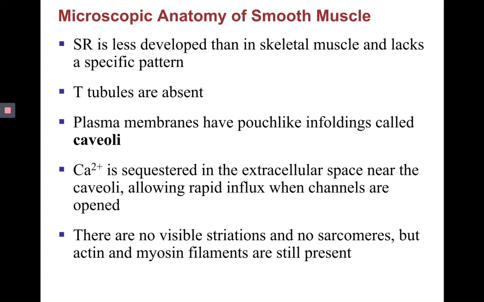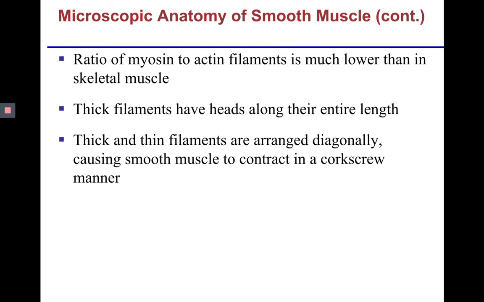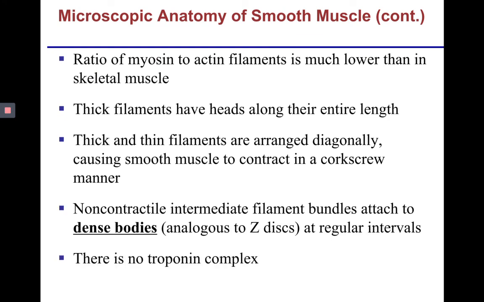And this extracellular calcium is going to be part of the trigger for the release of calcium from the sarcoplasmic reticulum. And because there is not a regular arrangement of actin and myosin in smooth muscle, there are no visible striations and no sarcomeres, because, again, sarcomeres are units of myofibrils that have regular arrangements of actin and myosin. Keep in mind that actin and myosin are still present. We just have these minor variations, no sarcomeres, therefore no striations.